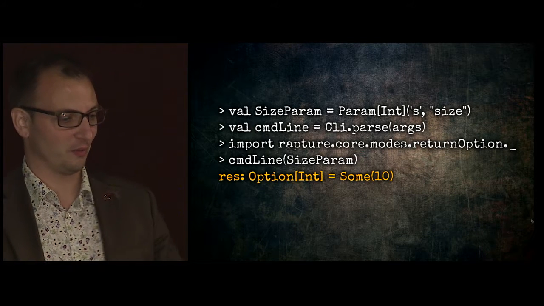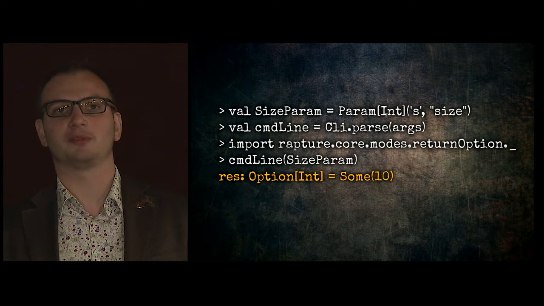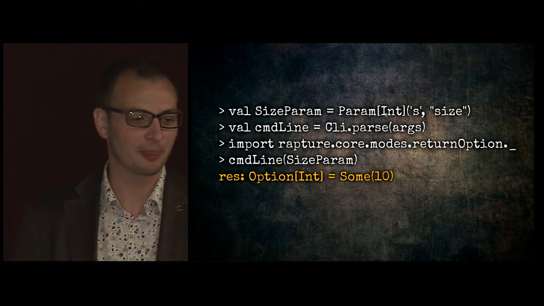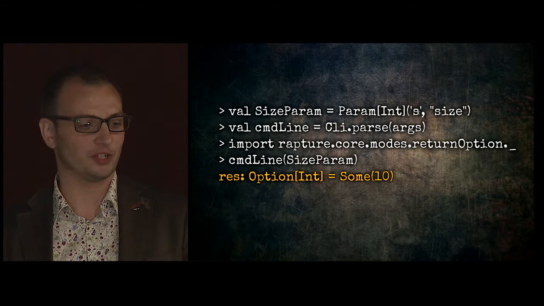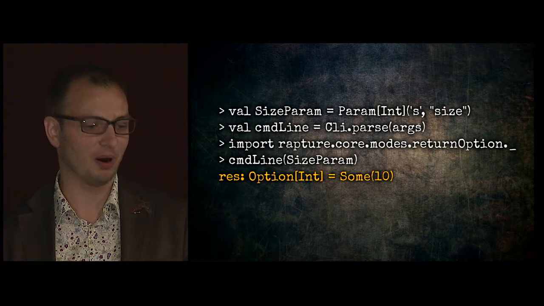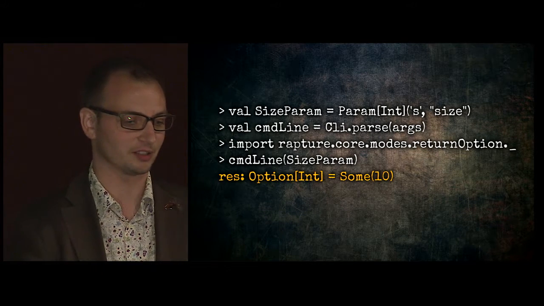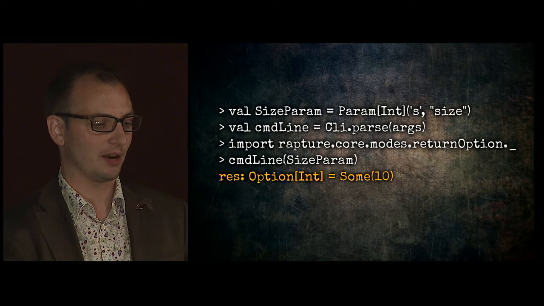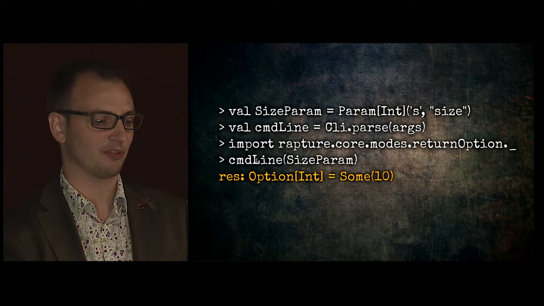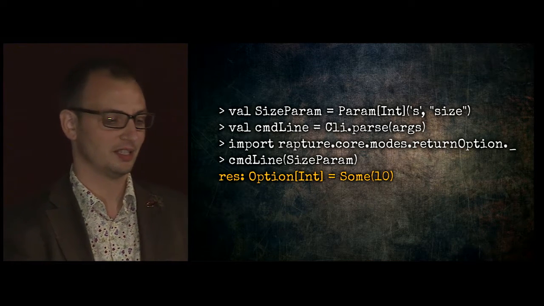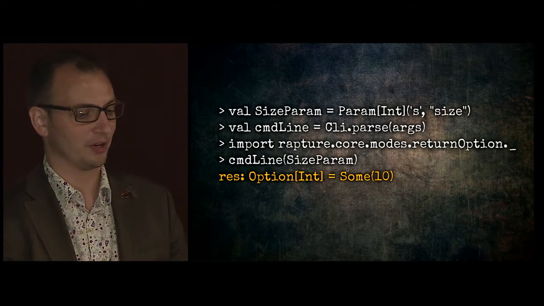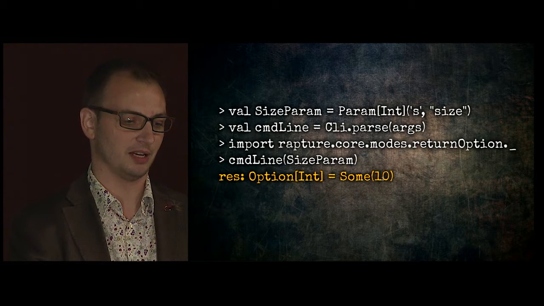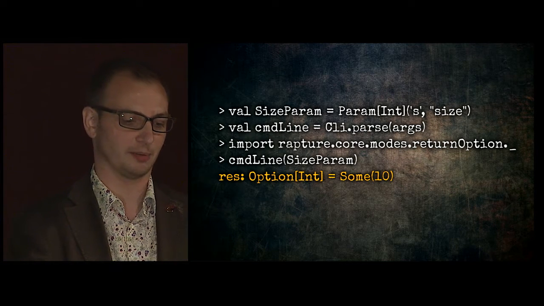Okay, so we've defined a size parameter, same as we had with our best so far command line API. An integer parameter, which is the size. We parse, or we sort of semi-parse our string arguments, and we get the size param from our parsed command line arguments, and because we've got return option, we get Some of 10 back rather than just 10 or an exception thrown.